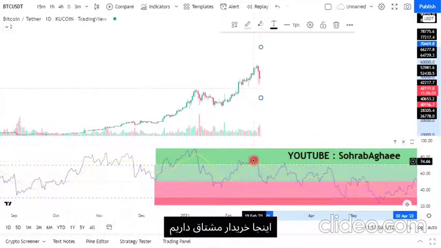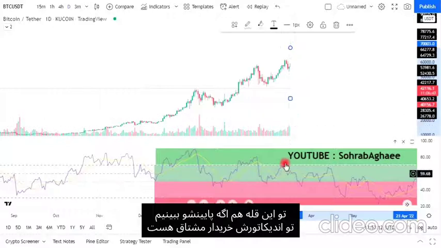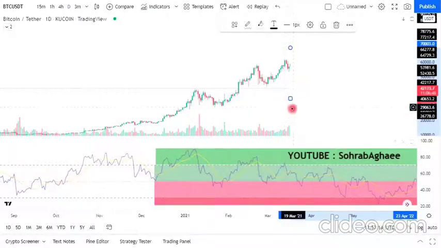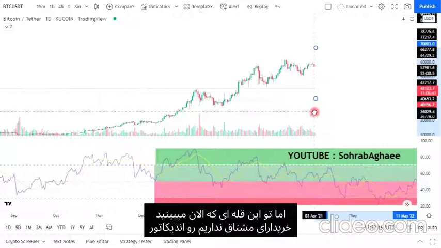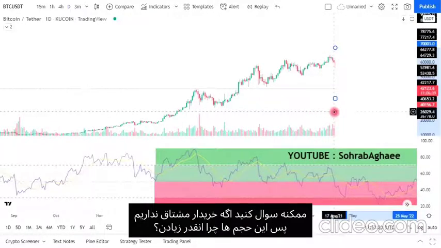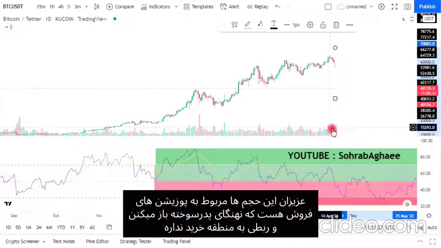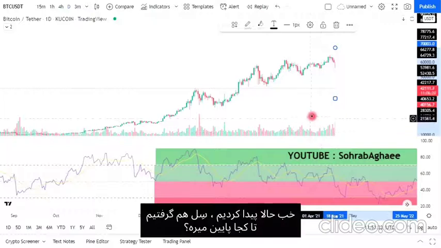Here, eager buyers are here too. In this area, eager buyers are here too. But there are no eager buyers here. You may say, then why has the volume of trading increased? Dear friends, these volumes are more related to selling positions, not buying positions.